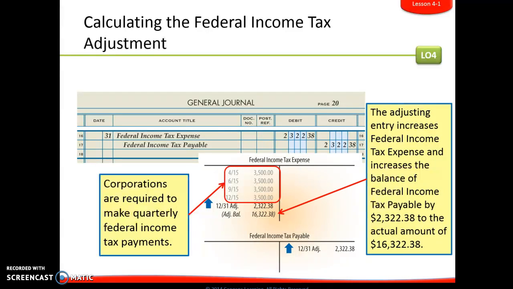So corporations are required to make quarterly federal income tax payments. So the adjusting entry increases our federal income tax expense and increases the balance of federal income tax payable by $2,322.38 to the actual amount of the $16,000. So what we're seeing here is that quarterly amount that we are paying for a corporation. When we add up all of those, we see that we need to make an adjustment of the $2,322.38 to make it equal that $16,000 that we owe. Okay, so we're going to debit federal income tax expense and we'll credit the payable account.